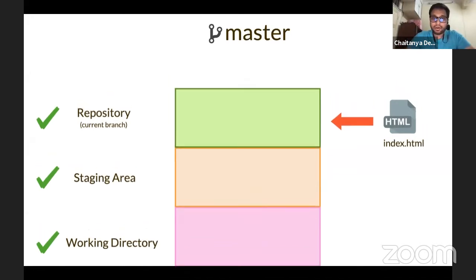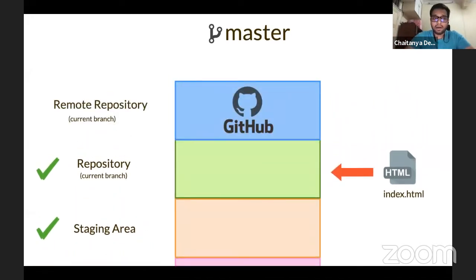So GitHub will come right above my repository, right above my current branch. So GitHub is something that's remote. It's not here, it's somewhere else. So we can call our folder on GitHub a remote repository, which means the folder on my laptop will now become a local repository. So now that I have GitHub, I have a local repository on my laptop and a remote repository on GitHub.